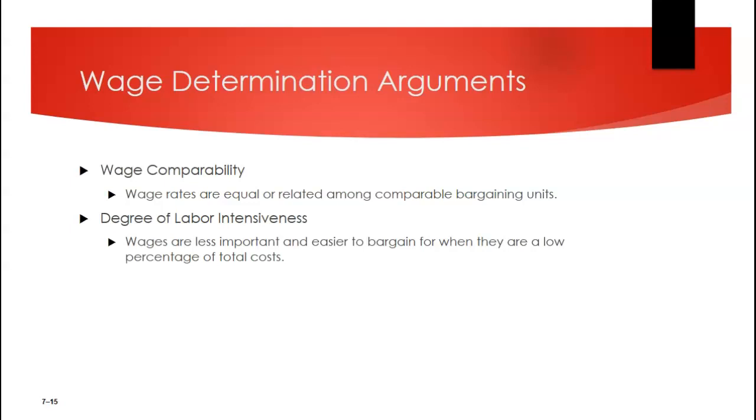So some of the arguments that come into place. In terms of wage comparability, the unions and management have reasons to want to make sure that people are being paid fairly within the bargaining units. So we've got multiple skill sets represented in a union. Are all of these people being compensated fairly? And then when we look at the degree of labor intensiveness, it really is easier to get what you want if you're the union, for example, if costs are low to begin with. So if you have a lower cost of the total operation, you can argue for better pay, for example.